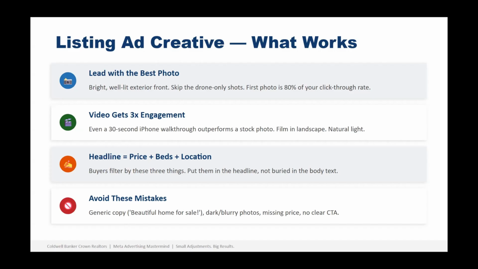Even if it's just a vacant land listing, a drone shot wouldn't work. Vacant land is a little different. If you have a video of the vacant land, just of wind blowing through the trees, right? That actually works better.